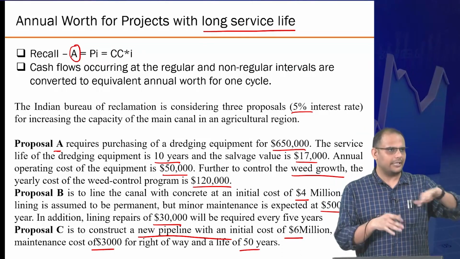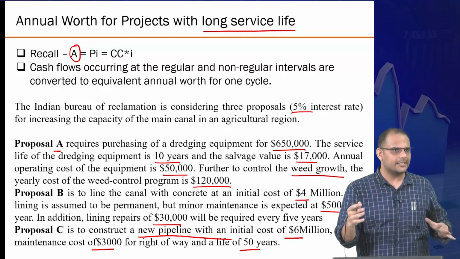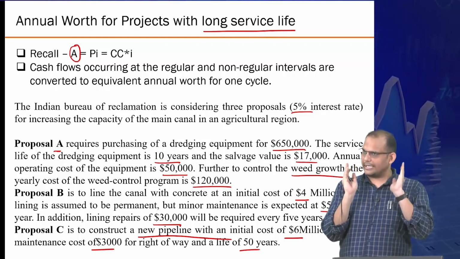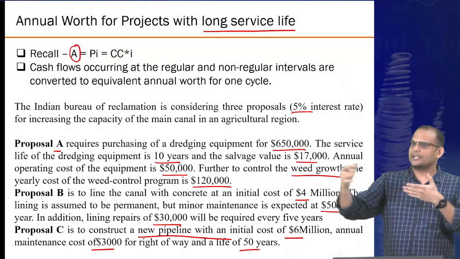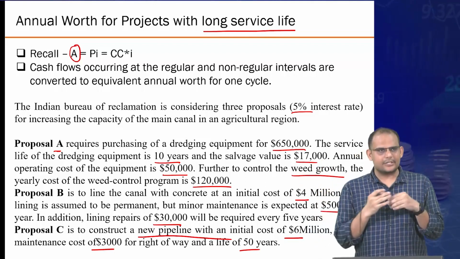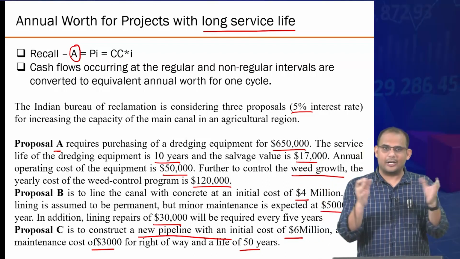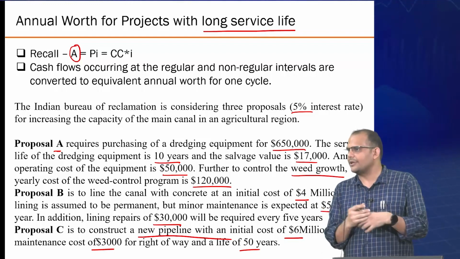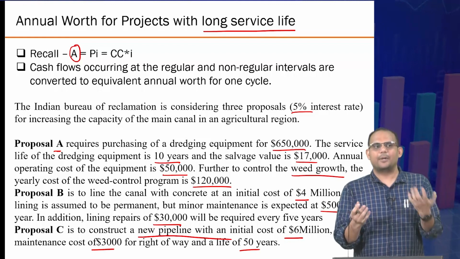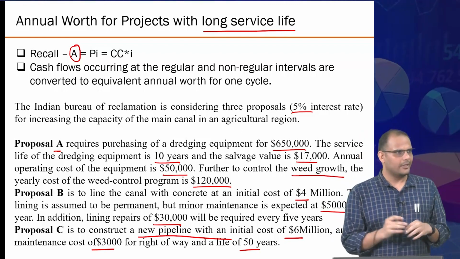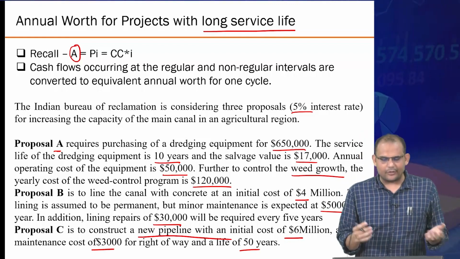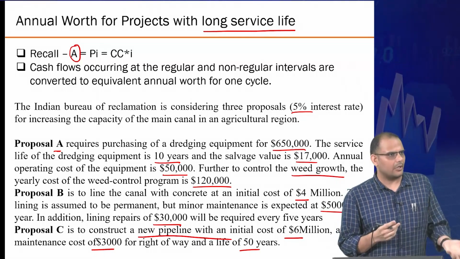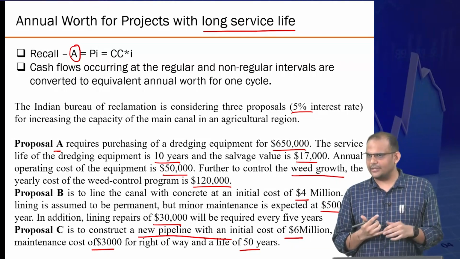One is do nothing but maintaining through the equipment. Second is to maintain a concrete lining, and basically that is a more permanent solution. And third is to make a pipeline, but the pipeline does not actually require buying the land, so you are leasing the land for 50 years. So after 50 years you can still make a choice whether this project is needed or not needed, right? These are the 3 options. We need to find which one is the better alternative using the annual worth analysis.